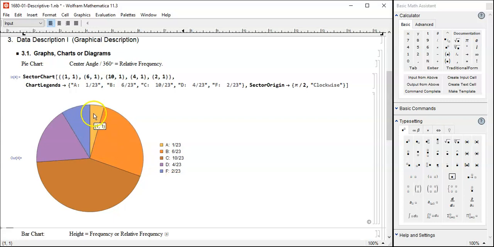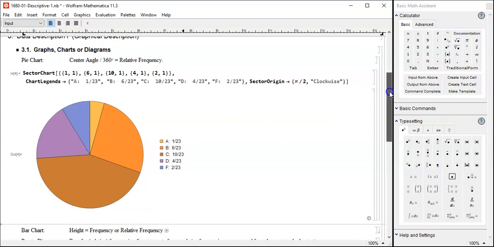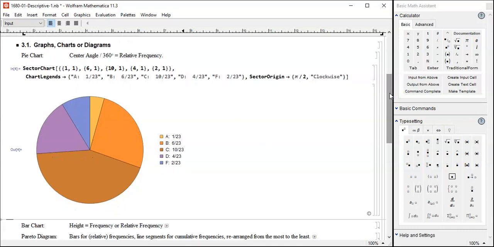So A, 1 out of 23, and then the center angle here is 1/23 of 360 degrees. B is 6 out of 23, so the center angle for B, the orange color, is 6/23 of 360 degrees, and so on. C is most populous at 10/23 out of 360 degrees, and so on. That's one way to represent the data through the pie chart.